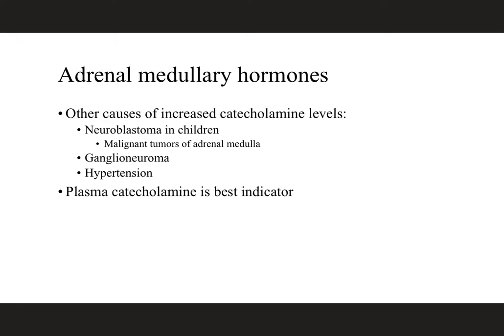A couple of other causes of increased catecholamine levels in children. There's something called neuroblastomas that kind of goes along with the ganglia side of things when I mentioned earlier about ganglion tissue being involved. Ganglioneuroma, hypertension can cause that increase because, again, hypertension is associated with aldosterone, associated with your adrenal glands. Plasma catecholamine, again, is the best indicator for those types of issues.